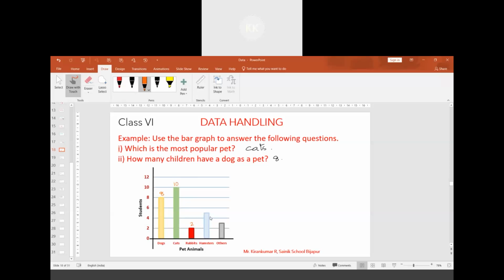Hamsters? Five. It is 5, because when we make a horizontal line, it will be exactly halfway between 4 and 6. It is 5. What about this other one? It is 3, sir.